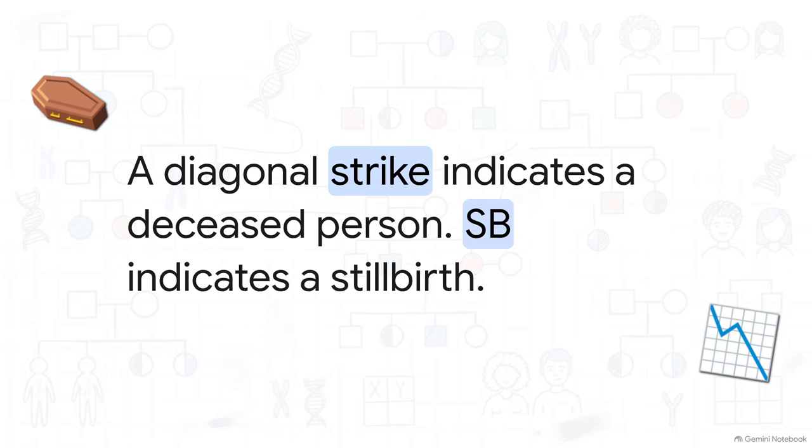We also have to track mortality, because that adds vital historical context to the family tree. It's pretty straightforward. A simple diagonal strike through a shape means the person has passed away, and you'll often see their age at death written right underneath. If the death was an infant stillbirth, the letters SB are used, followed by the weeks of gestation. This is super helpful for geneticists trying to spot patterns of early mortality that could be tied to inherited conditions.